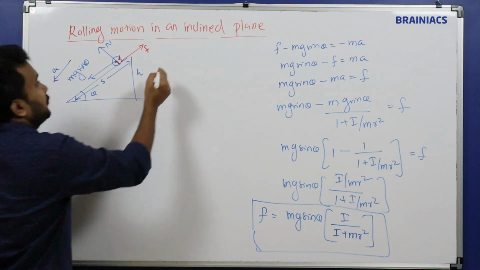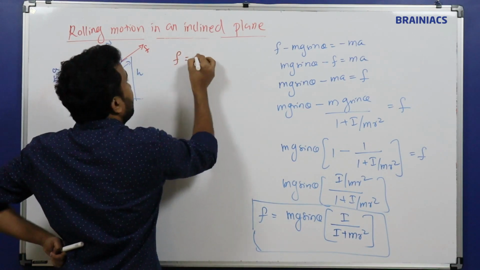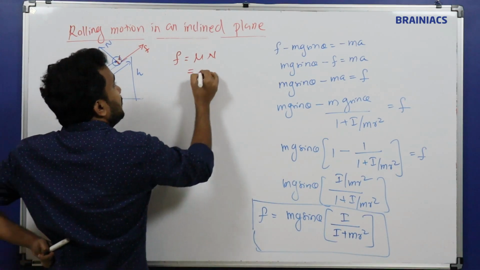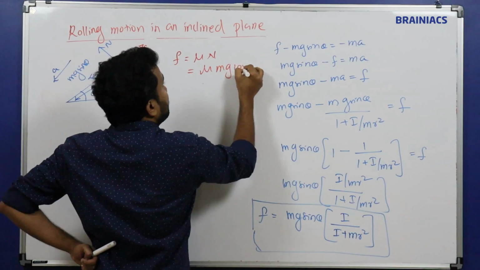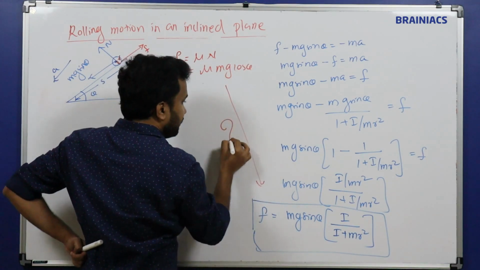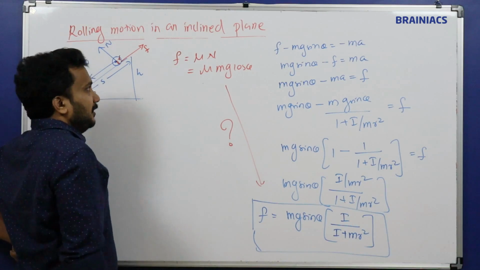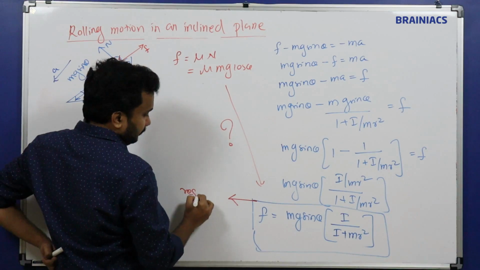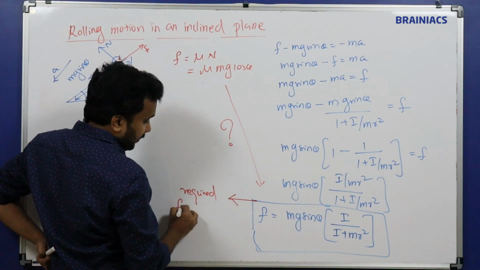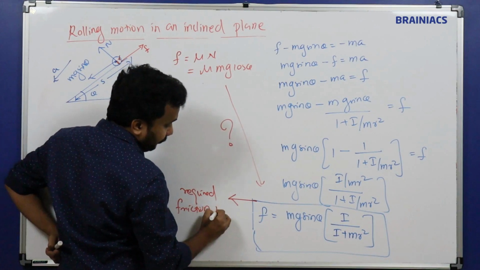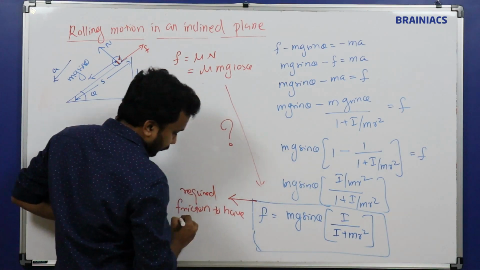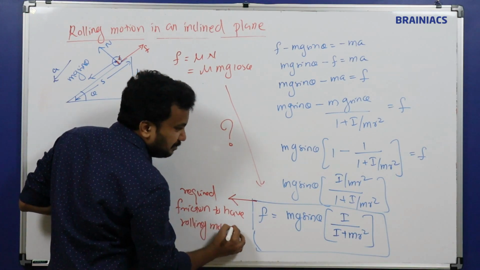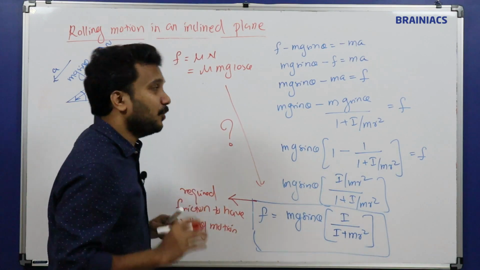Why, sir? Because you told, sir, in case of an inclined plane, f is equal to mu n, right? What is n? N equal to mg cos theta. So mu into mg cos theta. Now you told this one. What is the meaning of this? Important. This is actually called the required friction. I can say this is the required friction to have rolling motion, because this is the minimum value of friction which is required to have a rolling motion.